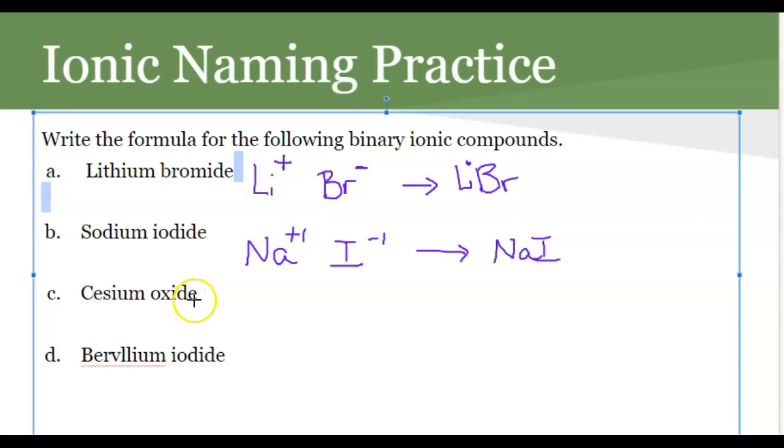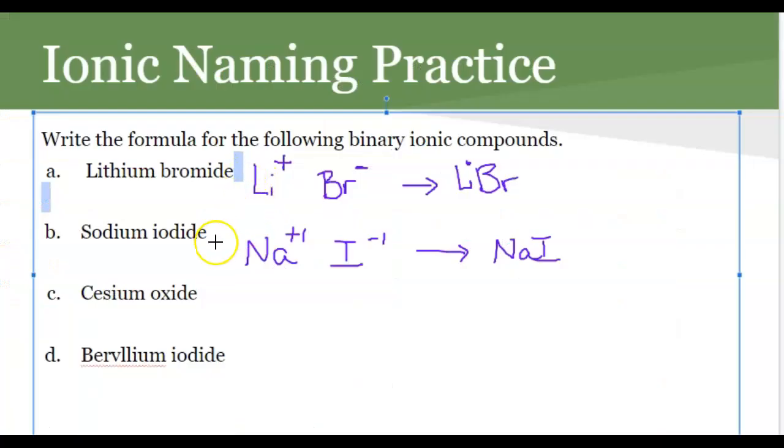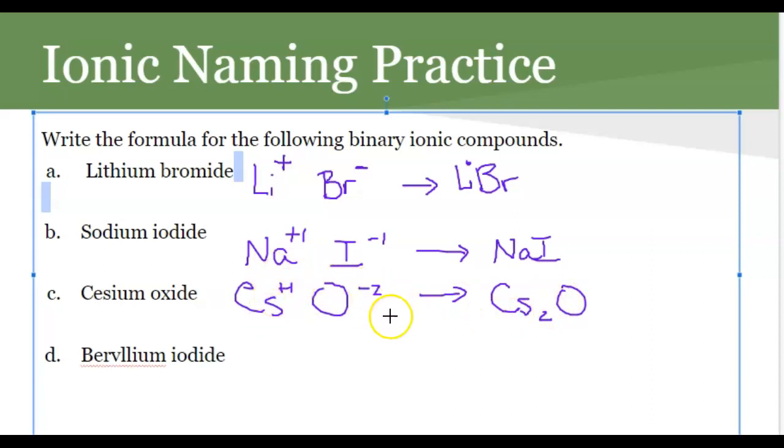Next up, we have cesium. And cesium, if we look at the periodic table, let's see if I can find it easily. Cesium is down here. It's element 55 in the first column. So cesium would be Cs +1, and then oxygen, which is a -2. So that means you have to do the crisscross method. There needs to be 2 cesiums for 1 oxygen. Again, so that the charges balance.